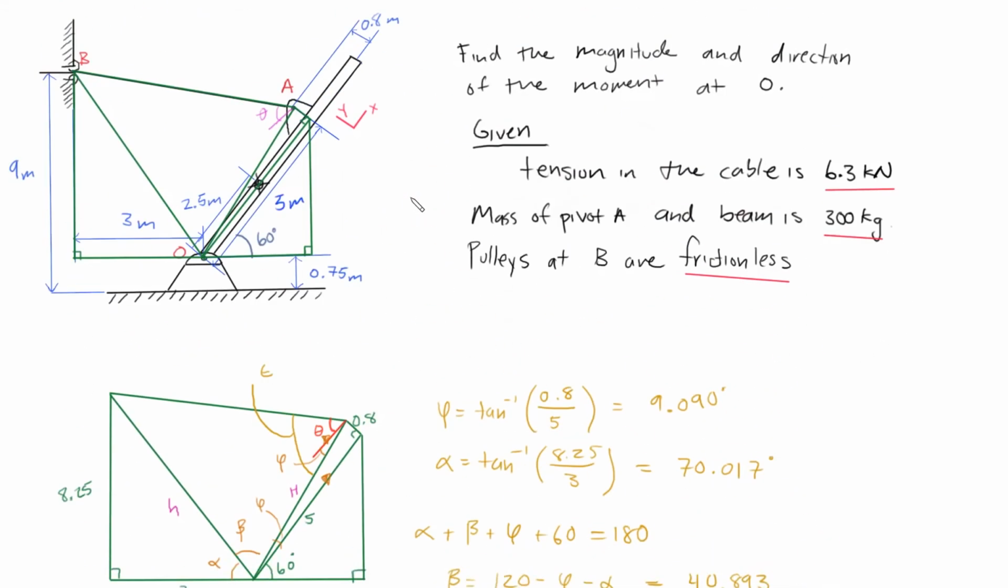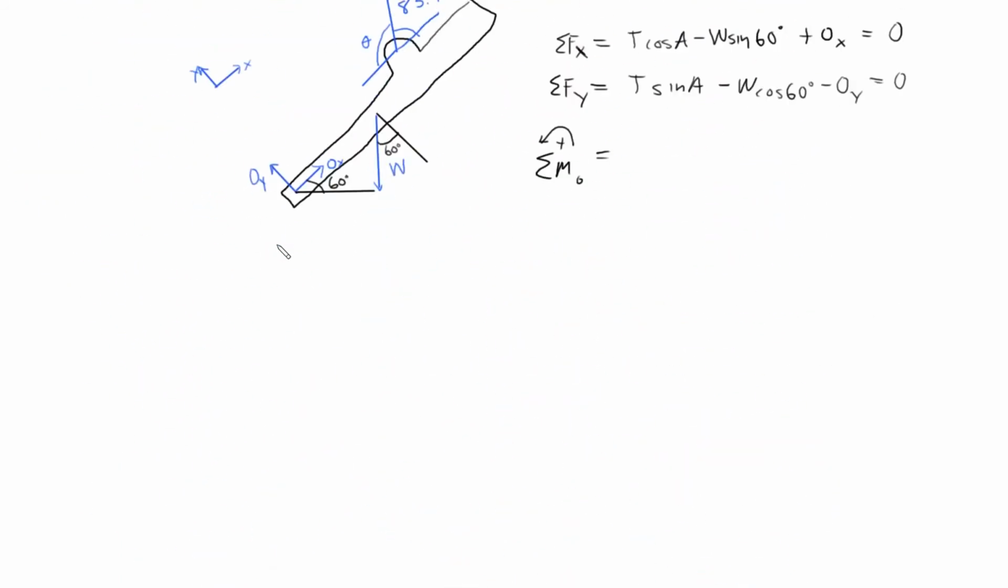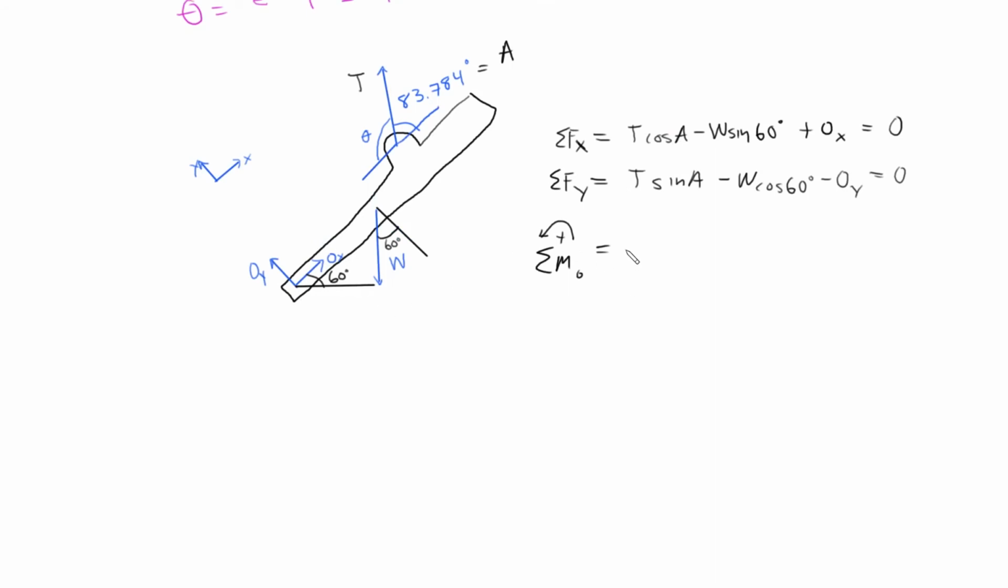So let me see. T acts in this direction, so that'll be 5 meters from the pivot, and the weight force acts in this direction, which is 2.5 meters from the pivot. So we could say that T sine A, the perpendicular to the y direction of T, we multiply this by 5. And then we know that the moment for W, this is 2.5.